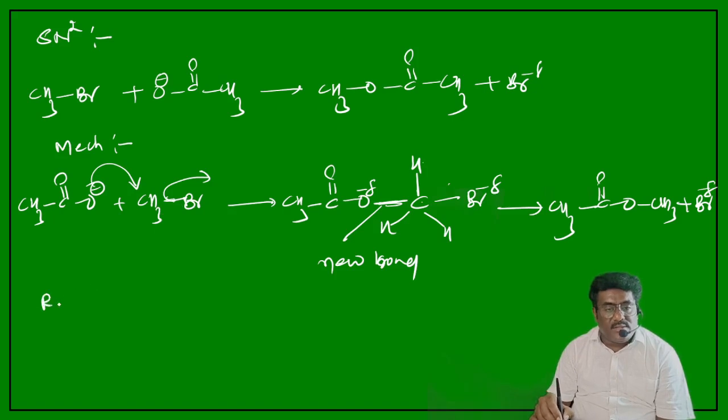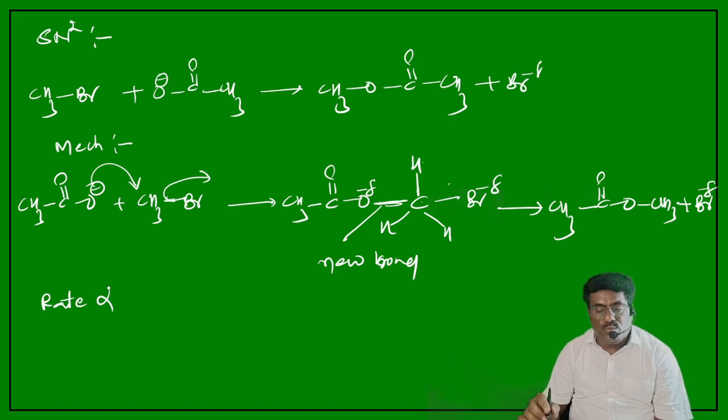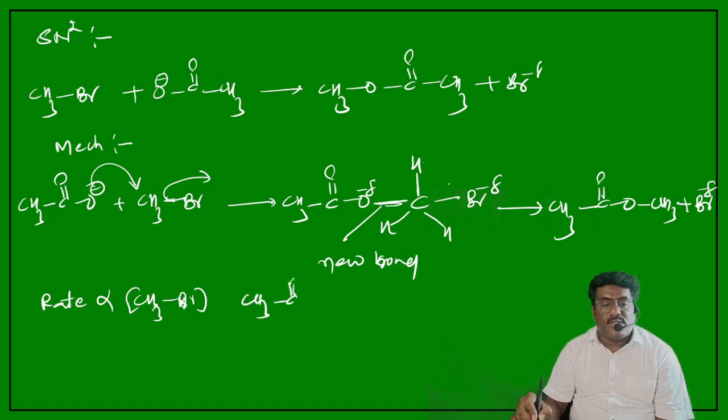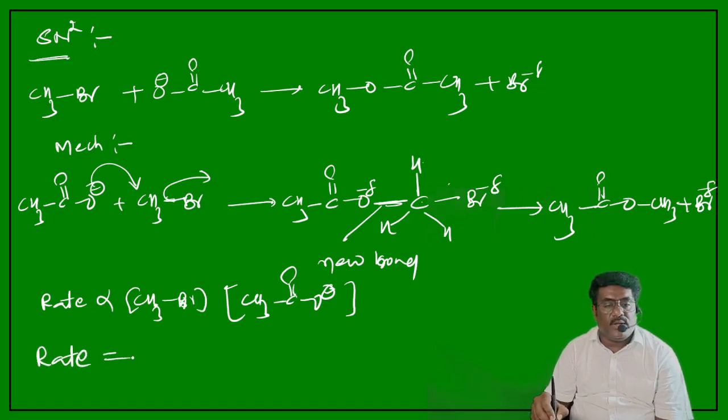The rate is directly proportional to the concentration of the nucleophile and the alkyl halide. What is the nucleophile? Acetate. What is the alkyl halide? Methyl bromide. The rate depends on the concentration of the nucleophile and the alkyl halide. That's why it is an SN2 reaction. Rate equals k times alkyl halide times nucleophile.